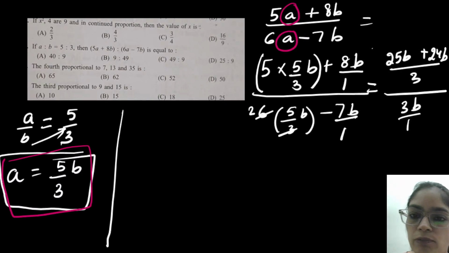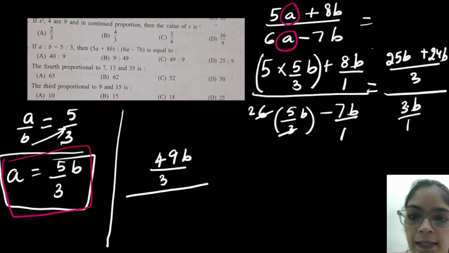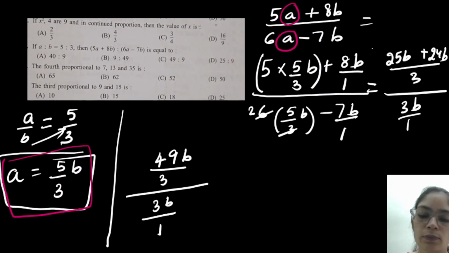So 25 plus 24, both the terms are like terms, so we can add them. It will become 49 by 3, then 3B by 1. Whenever two fractions are getting divided, inner ones will get multiplied and outer ones will get multiplied. You just have to remember that.